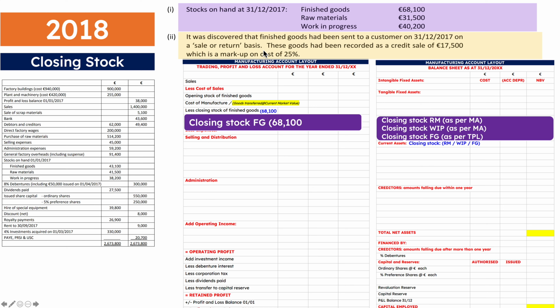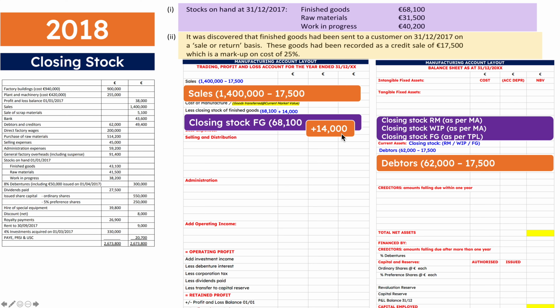So we should not enter that as a credit sale, but unfortunately the bookkeeper recorded them as a credit sale incorrectly. So credit sale was 17,500, which is a markup on cost of 25%. So we want to find what was the cost price of that. So 17,500 divided by 125 multiplied by 100. So the closing stock of finished goods plus 14,000 here, and the sales we're going to minus the 17,500 from the trial balance figure, and debtors we're going to minus 17,500 from the trial balance figure.